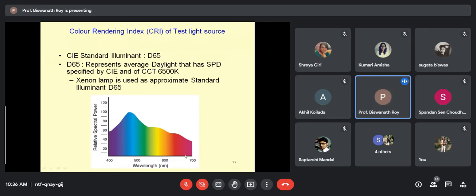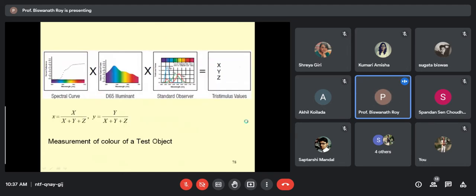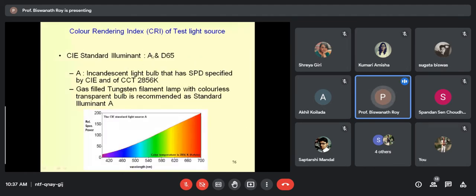So CIE standard illuminants are of two types. One is D65, where D is for daylight, which represents the statistically average spectral power distribution of daylight of color temperature 6500 Kelvin. This 65 comes from 6500 Kelvin, the first two digits are taken. In practice, the standard illuminant D65 is realized with the help of a xenon lamp. So this is the spectral power distribution of the xenon lamp, right? Its specialty is that it has a continuous spectrum and it is white, right?